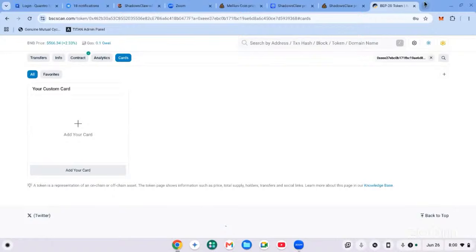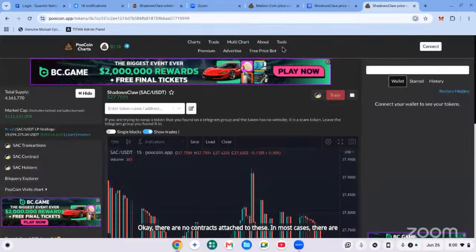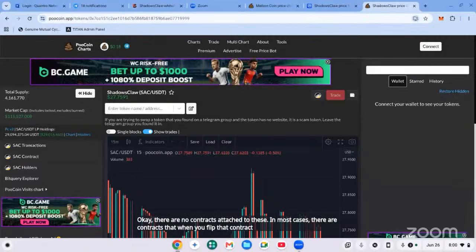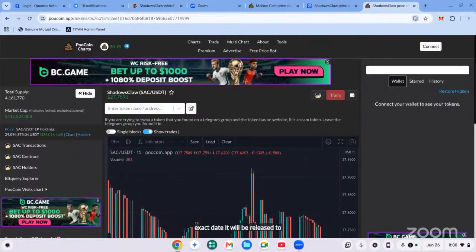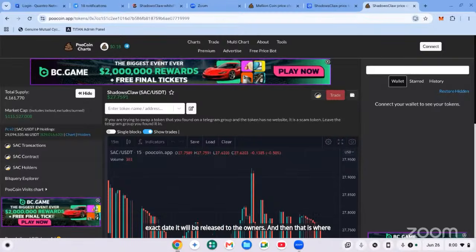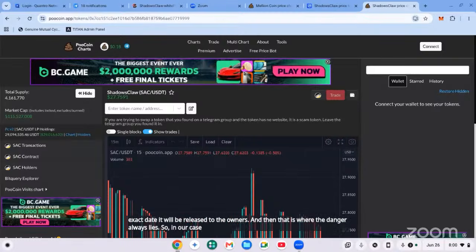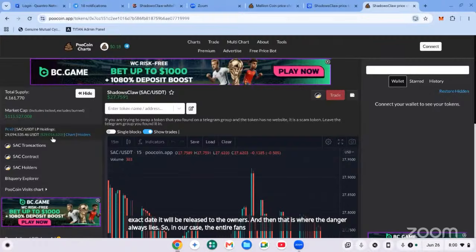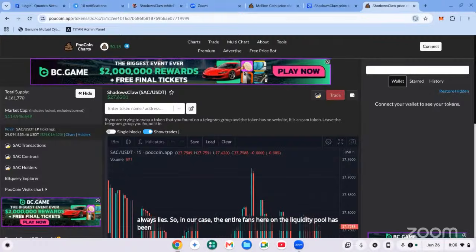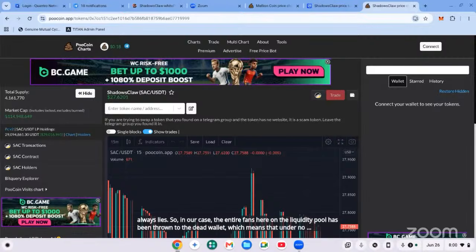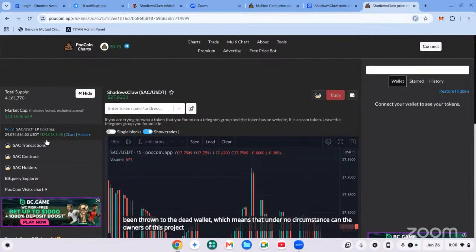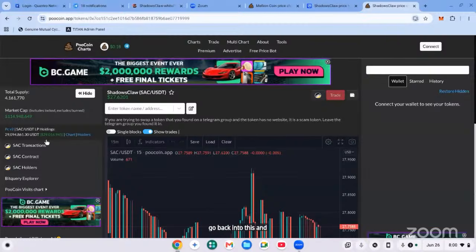Okay, there are no contracts attached to this. In most cases, there are contracts that, when you open them, tell you how long this liquidity has been locked up and the exact date it will be released to the owners, and that is where the danger always lies. So in our case, the entire funds in the liquidity pool have been thrown to the dead wallet, which means that under no circumstance can the owners of this project go back into this and start tampering with the money in there.